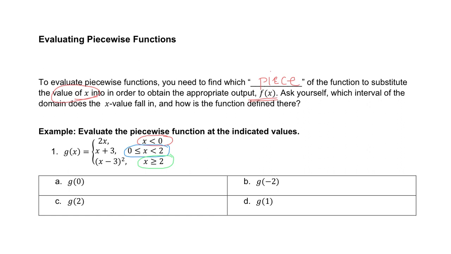So for example, my first question here is to evaluate g of 0. That would fall in this second interval of the domain where x is greater than or equal to 0 but less than 2. So that means I'm going to use the function x plus 3 to evaluate. And so I'll put in 0 for x. It'll be 0 plus 3, which of course equals 3. So that means there's a point on this graph at the point 0, 3.